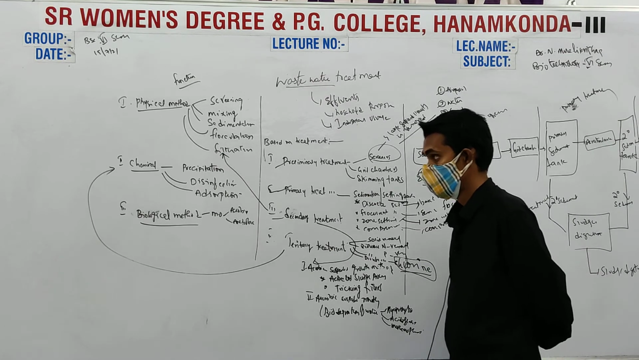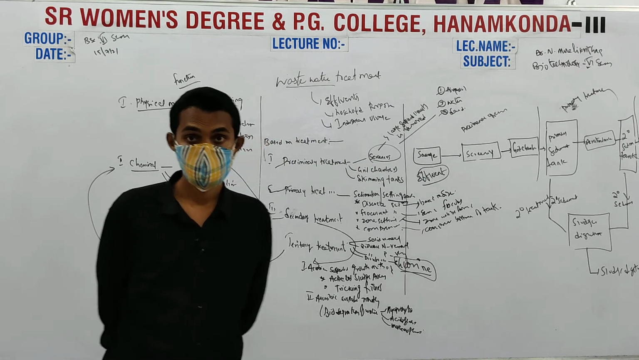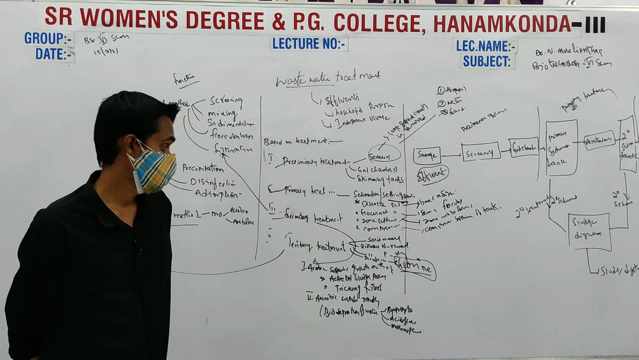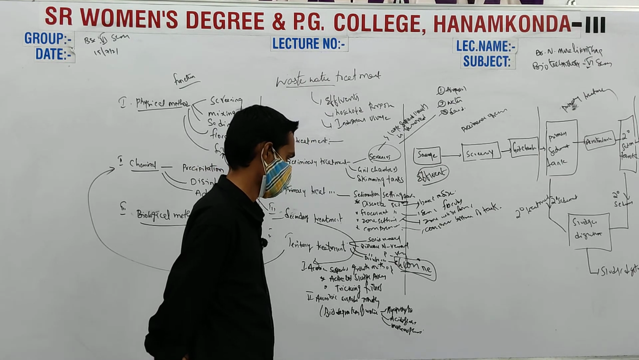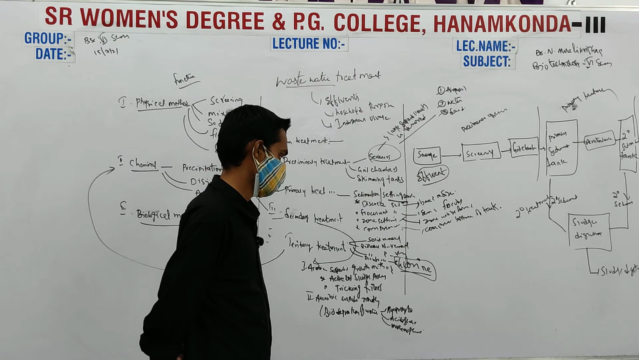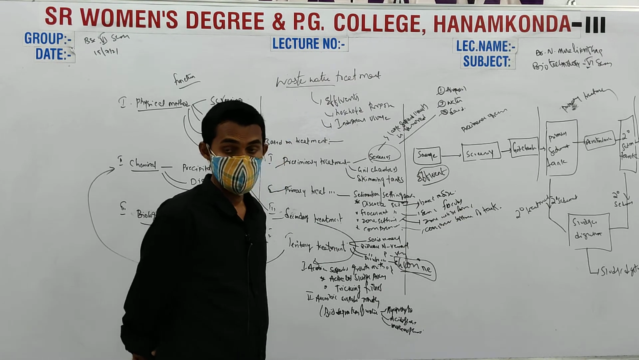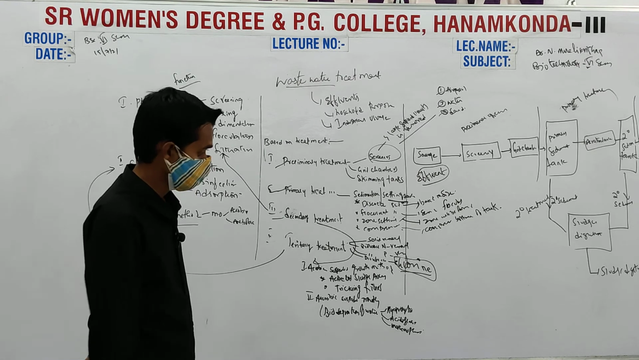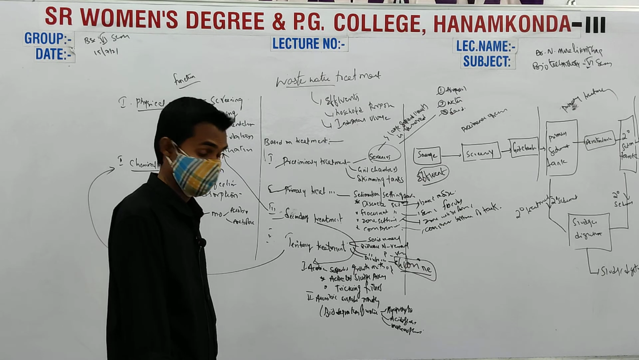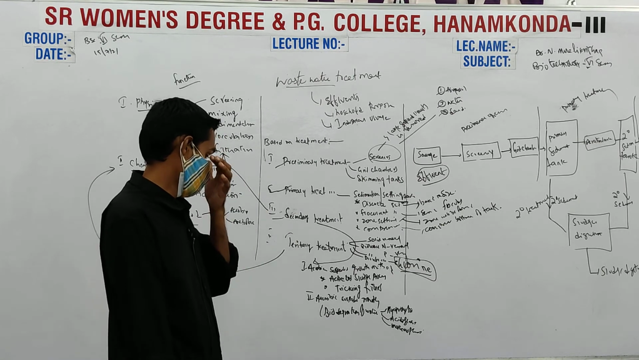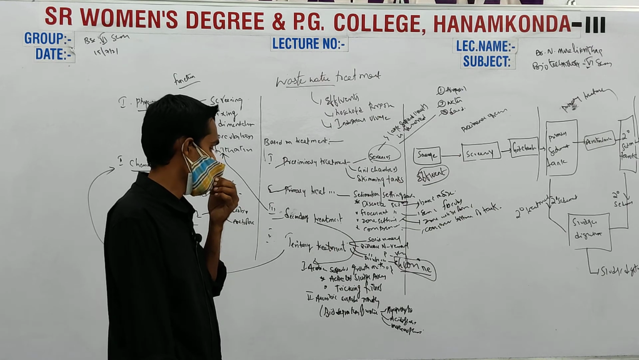And coming to the tertiary treatment, it includes different steps and methods. One is solid removal. Next is biological nitrogen removal, biological phosphorus removal, and disinfection. So these are the different steps involved in tertiary treatment.